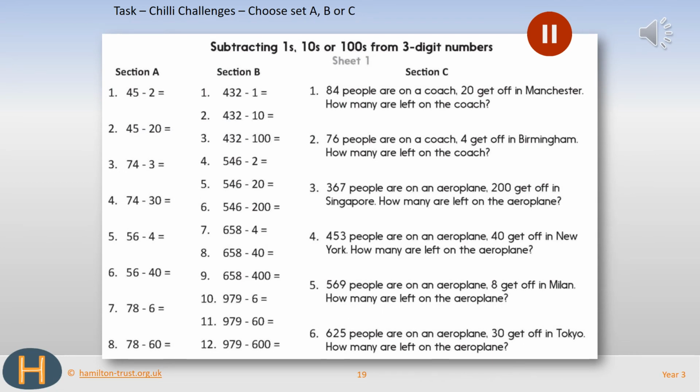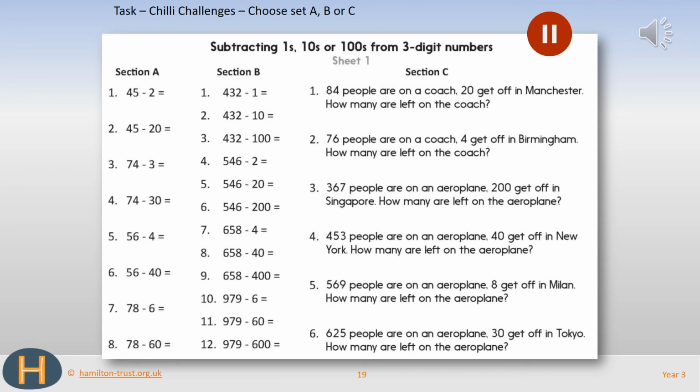Your task today is a chili challenge, choosing either set A, set B, or set C. Or, if you would like, you can have a go at all three sections. Section A is looking at 2-digit numbers, take away ones and tens values. Nice and simple. Section B is looking at subtracting ones, tens, or hundreds from 3-digit numbers. So this is just like I have shown you in the slides today. And section C, all that has happened is all of these have been put into worded problems.